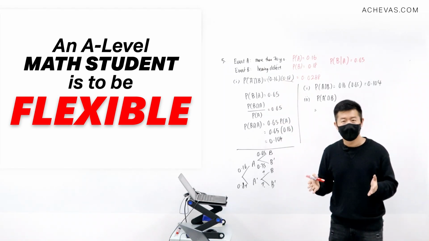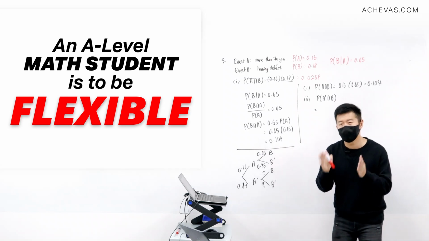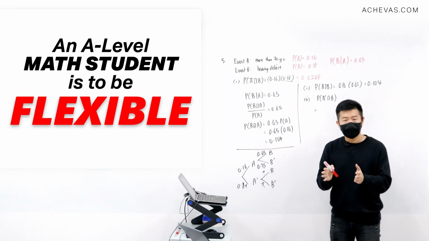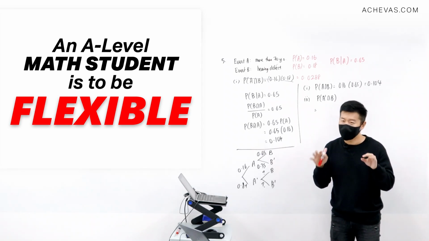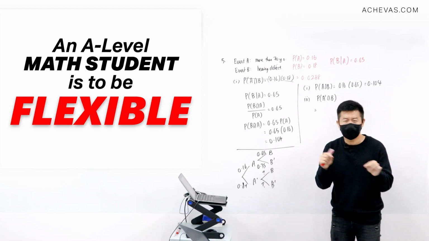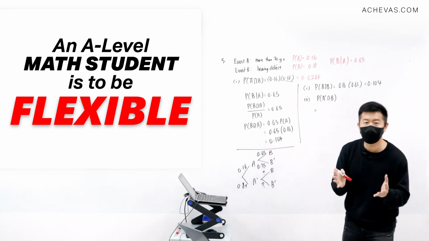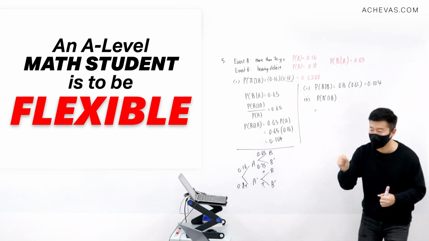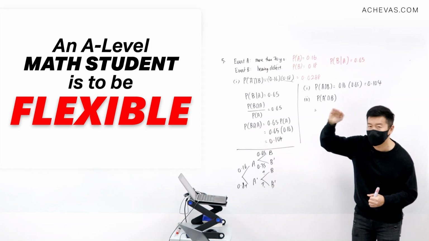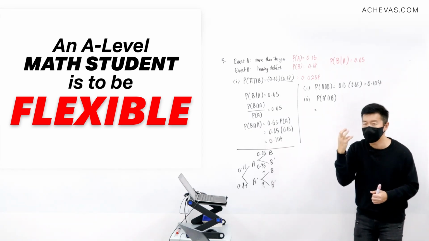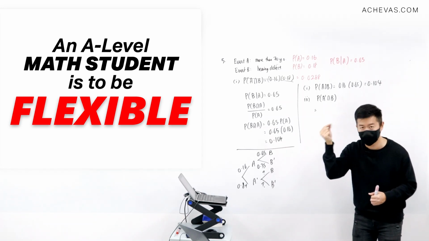Why is this so? Because H2 math students are supposed to possess another trait. Something that if you don't do H2 math, it is less likely that you possess that trait. What is that trait? The trait of flexibility. I mean, it may sound very weird. But really, if you are performing as a good level H2 math student, you cannot just possess the knowledge, you must possess the flexibility.